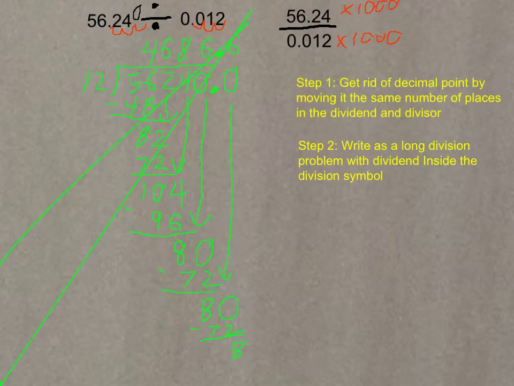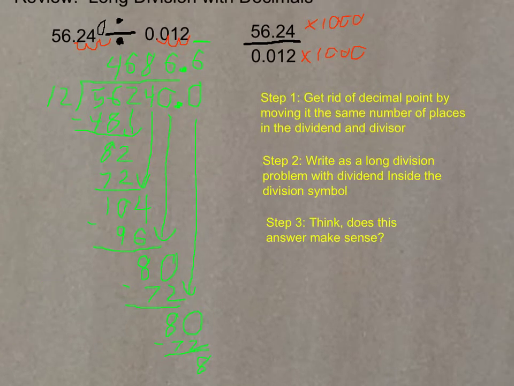So the way I reflect this repeating pattern is in my quotient. I know this 6 is going to keep repeating, so I'm going to put a bar over it. So now we have our proposed answer of 4,686.6 repeating. This is what we believe our answer to be.